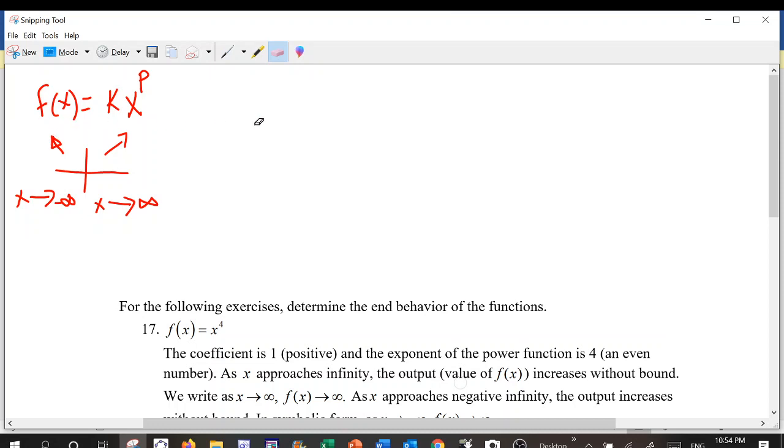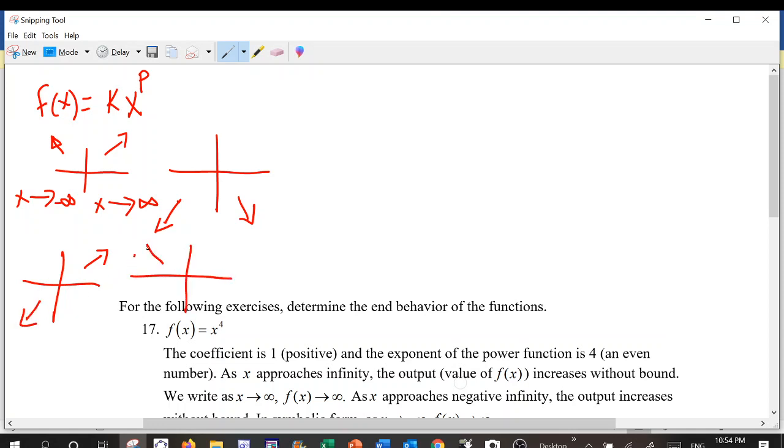If we look at different power functions with the power an integer, right, negative or positive, then we're going to have four different types of behavior. Either it goes up and up on the right and left, or it goes down and down, or on the right it goes up, on the left it goes down, or the other way around. On the left it goes up, and on the right it goes down.